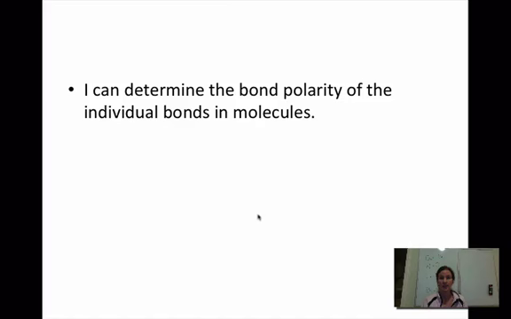This video will deal with the topic of bond polarity. By the end of the video, the objective is that you can determine the bond polarity for the individual molecules. And from that, also determine what type of bond it is and also create dipole moment arrows. So it's kind of threefold.